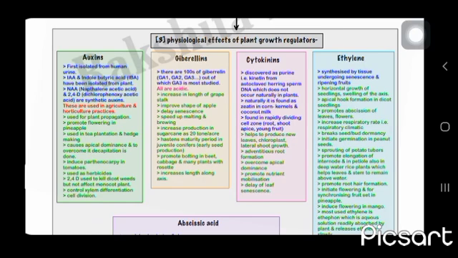Cytokinins, discovered as purine, that is kinetin, from autoclaved herring sperm DNA, which does not occur naturally in plants. Naturally it is found as zeatin in corn. Found in rapidly dividing cell zones, it helps to produce new leaves, chloroplasts, lateral shoots, adventitious roots, overcome apical dominance, and delay cell senescence.